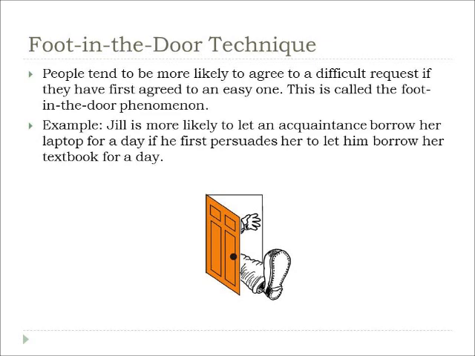The foot in the door technique works by first getting a small yes and then getting an even bigger yes. For example, Jill is more likely to let an acquaintance borrow her laptop for a day if she first is persuaded to let her friend borrow her textbook for the day.